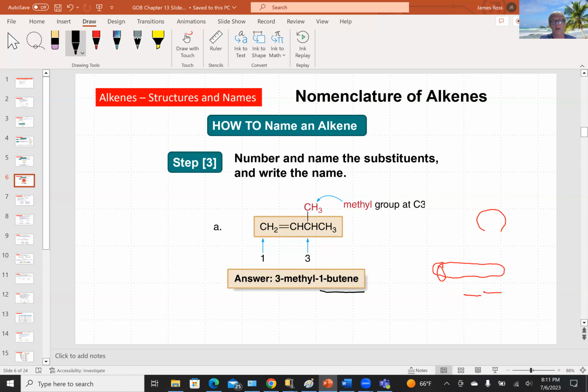And now we've got, get my annotation tool back. We have the 1-butene. And now we notice that we have a methyl group on carbon 3. So we just add 3-methyl. So in total, the name is 3-methyl-1-butene. Okay, so again, if anyone has a question, feel free to interrupt. Otherwise, I'll just keep going.